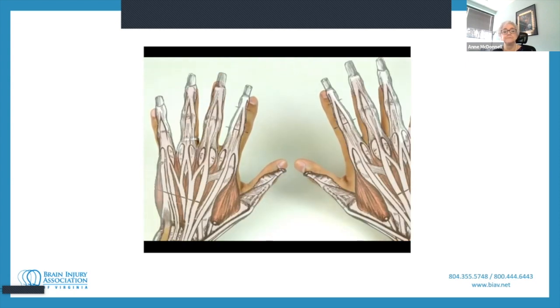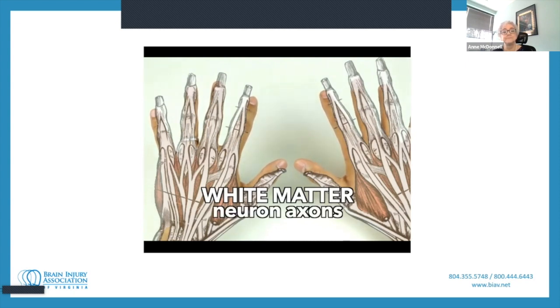The muscles inside your hands represent the white matter of your brain. White matter is made up of neuron axons. Axons carry information from one neuron to another. But it's important to remember that two neurons never really touch.